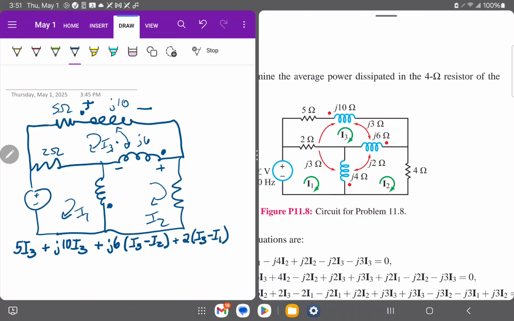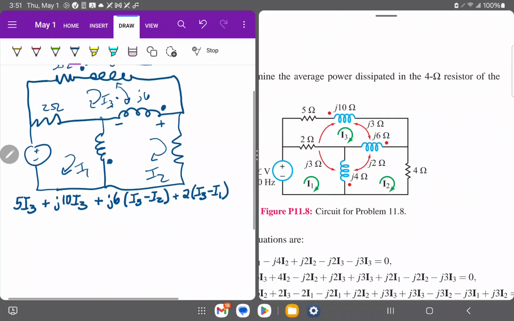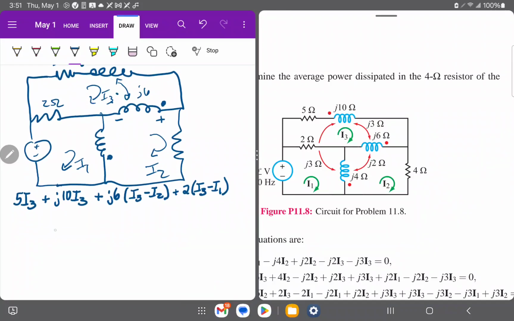Now I need to look at the mutual inductances. So I'm going to draw my top loop again. I'm going to leave out the resistors because they don't do anything. They don't make any mutual inductance. So I'm not concerned about them.